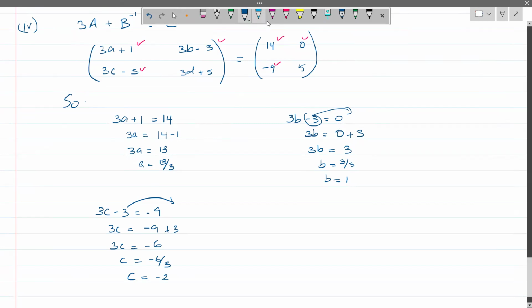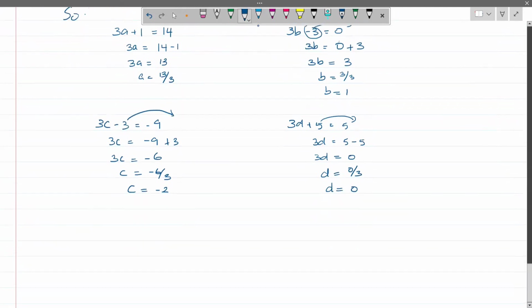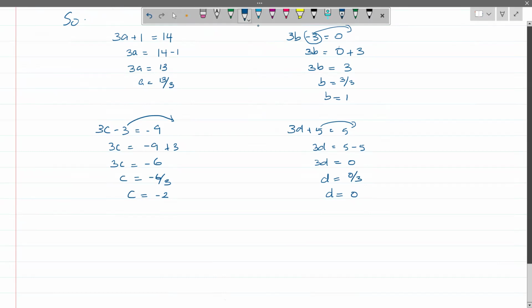Right? And then finally, we're going to look at this one, where we have 3d plus 5 is equal to 5. This should become negative 5. 3d is equal to 0. d in this instance will be 0 divided by 3. d will be 0. And that's how you're finding your values for a, b, c, and d, right? Using your equal matrices. Right, give me a thumbs up if you're okay with that.